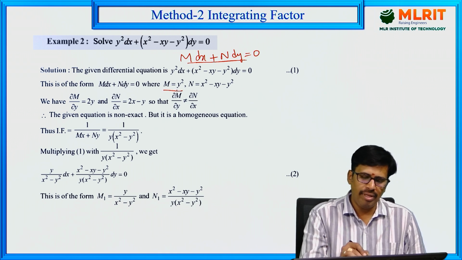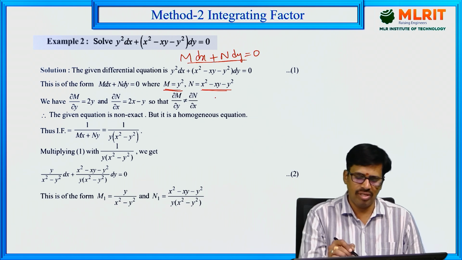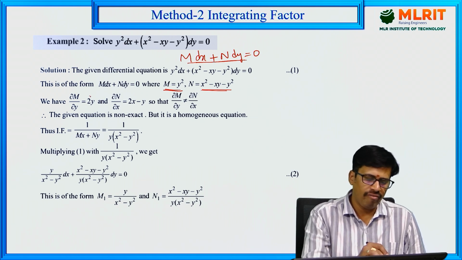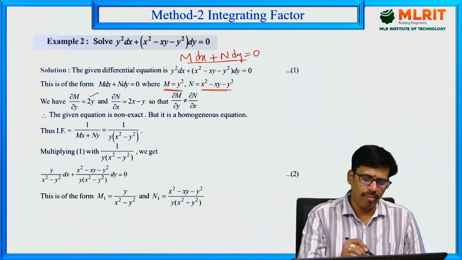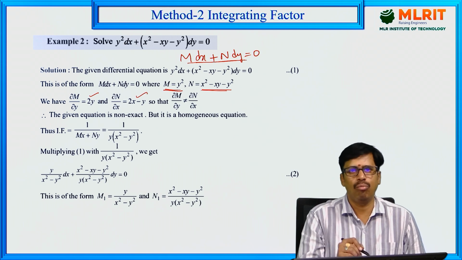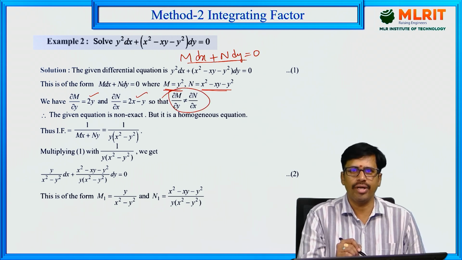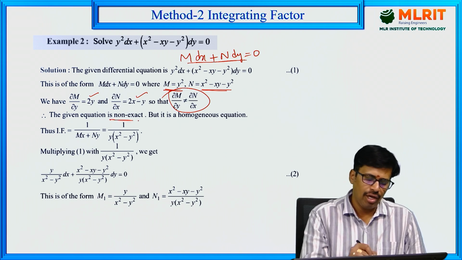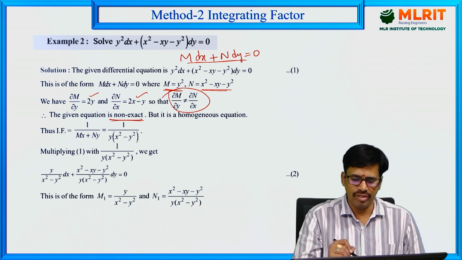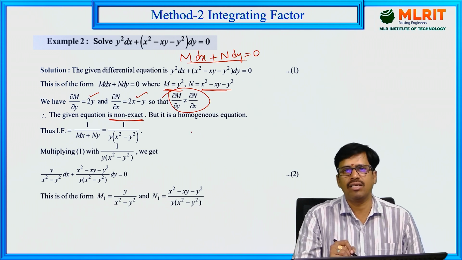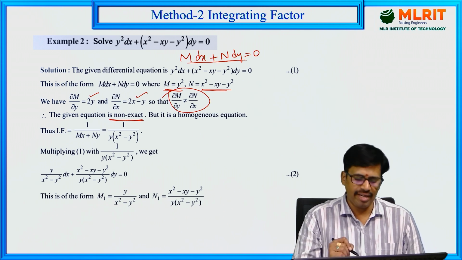So here M is y square, N is x square minus xy minus y square. So dou M by dou y we got as 2y. Dou N by dou x is 2x minus y. Both are not equal. So dou M by dou y not equal to dou N by dou x. So we say that the given differential equation is a non-exact differential equation. Once it is not exact, we have to find the integrating factor.